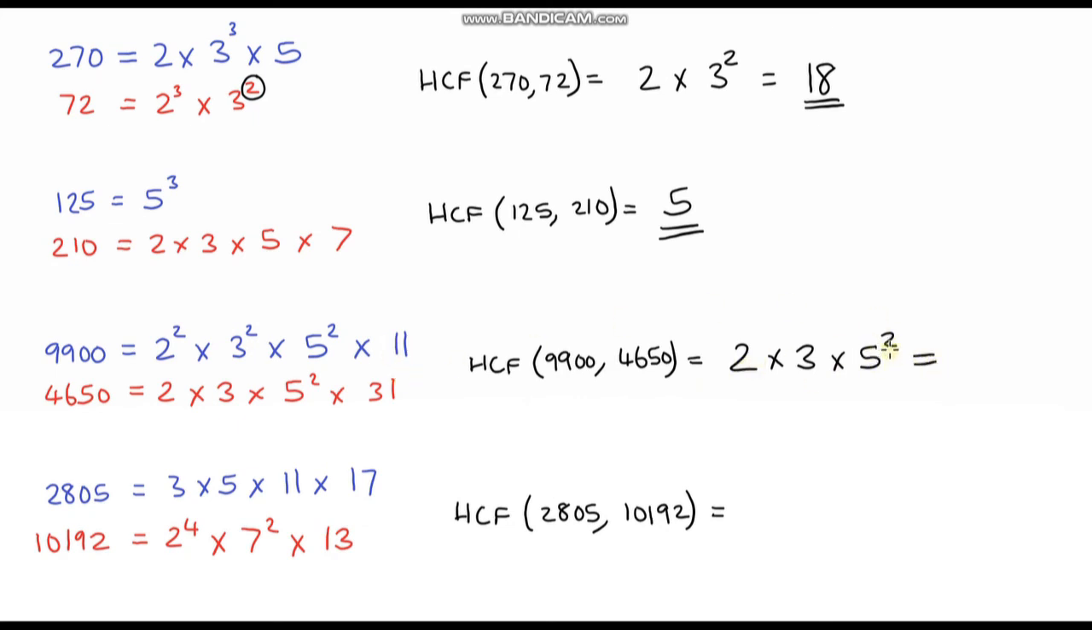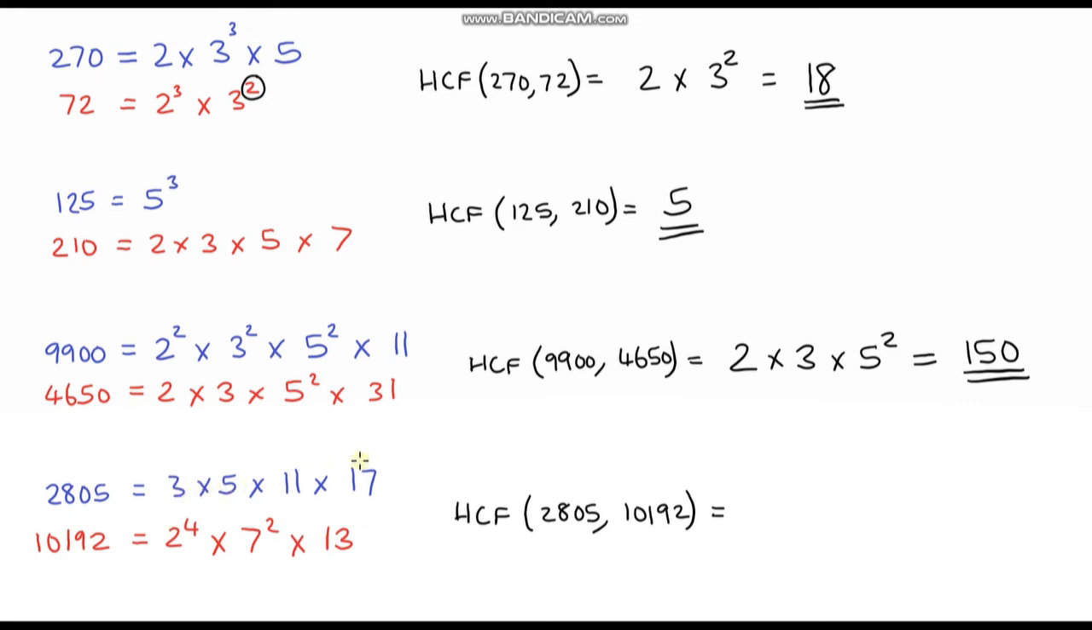So 5 squared is 25. 25 times 2 is 50. 50 times 3 is 150. So that is our highest common factor. And finally, these two numbers here, what do they have in common? Well, we've got a 3 here, but no 3's here. We've got some 2's here, but no 2's here.